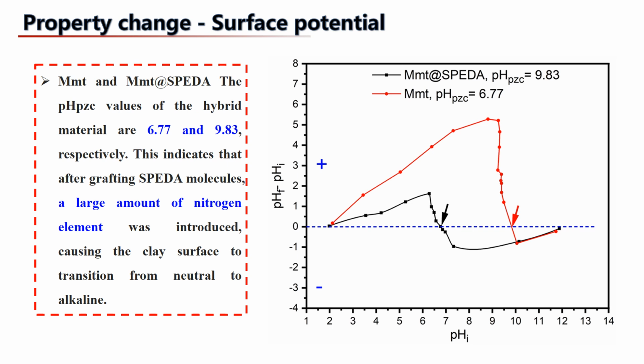At the same time, the clay surface potential changed significantly after functionalization. The pH PZC values for MMT and PSPEDA are 6.77 and 9.83, respectively. This shows that after SPEDA molecule grafting, a large amount of nitrogen is introduced, making the clay surface change from neutral to alkaline.